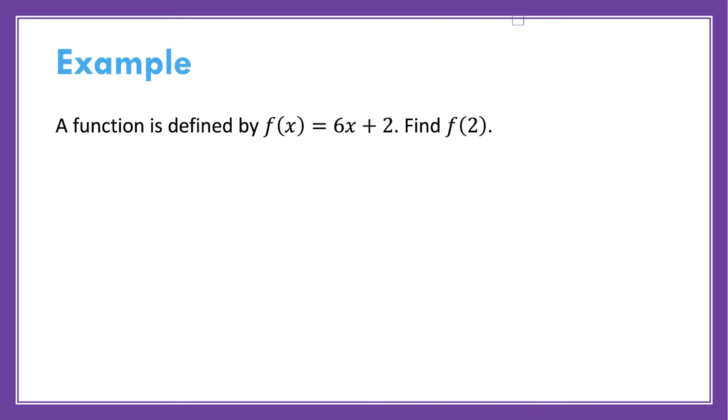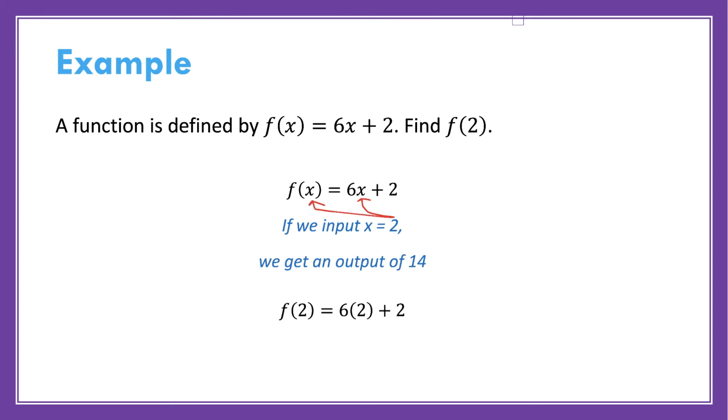Let's have a look at a few examples now. A function is defined by f of x is equal to 6x plus 2. Let's find f of 2. If we input x equals 2, we're going to get 14. And how did we get that? It was just simply putting in f of 2 is equal to 6 times 2 plus 2. For every x, I'm going to be replacing it with a 2, and I get 14.